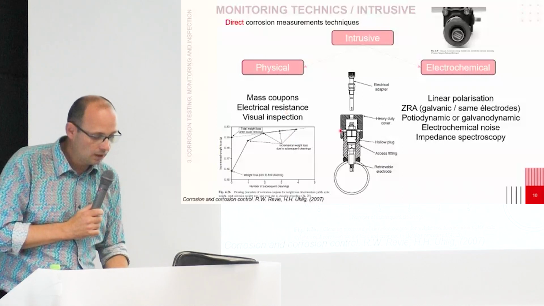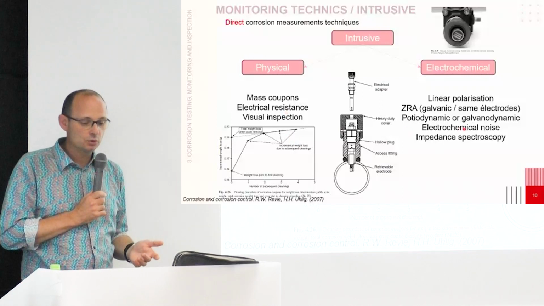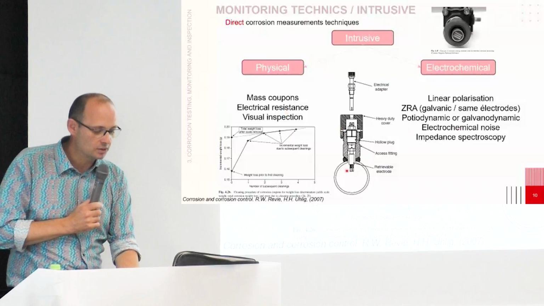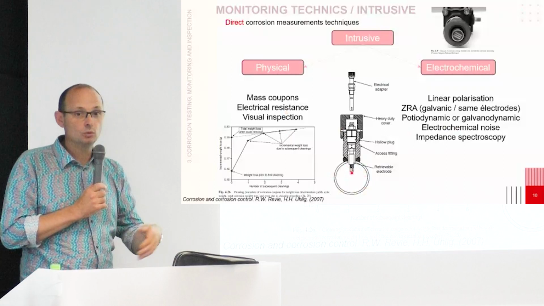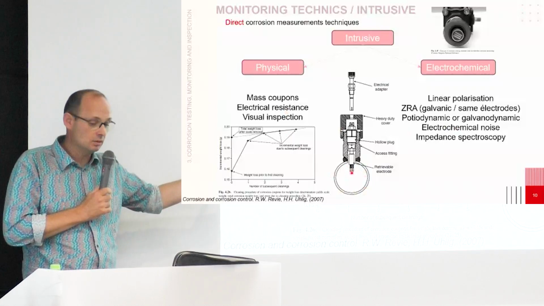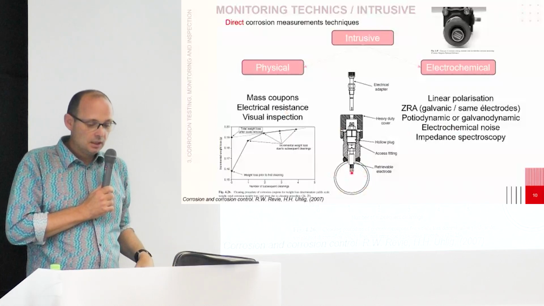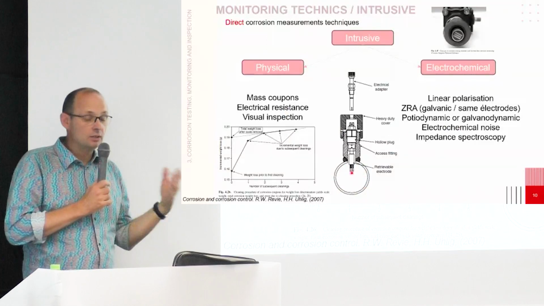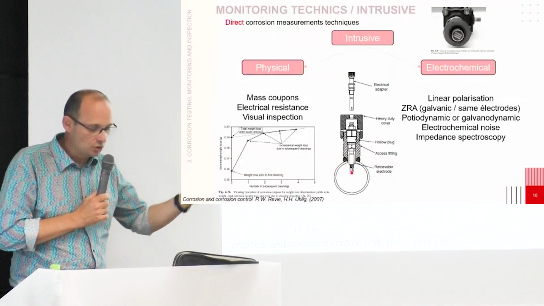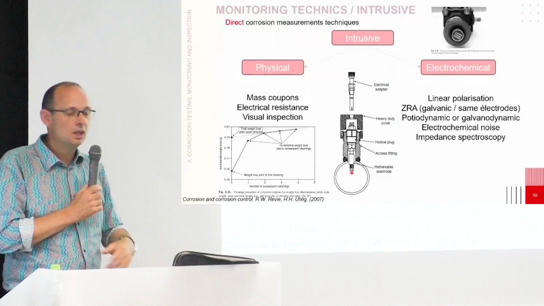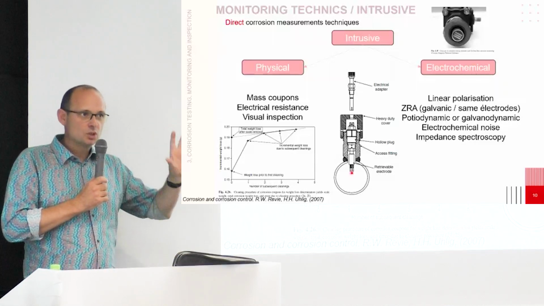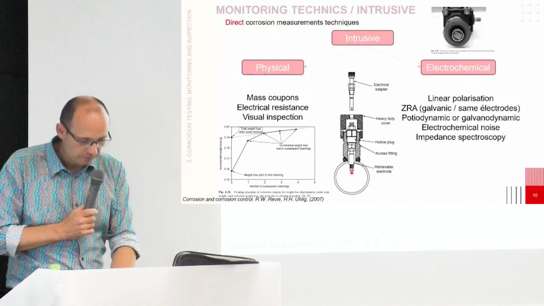The other way is electrochemical measurements. So here, that means that, for example, you are fully in liquids and you can apply the electrochemical measurement as we have seen yesterday. And in this case, you will apply the classical techniques like linear polarization, potentiodynamic, electrochemical impedance spectroscopy, with all the questions that we already listed.